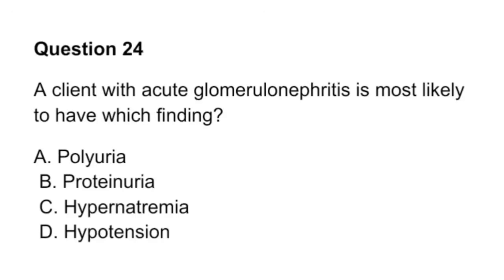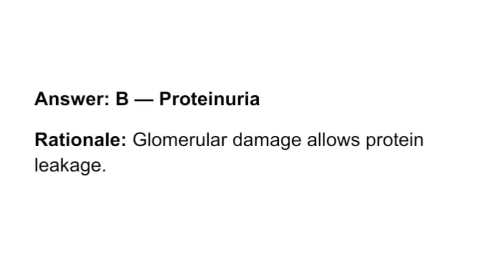Question 24. A client with acute glomerular nephritis is most likely to have which finding? A. Polyuria. B. Proteinuria. C. Hypernatremia. D. Hypotension. Answer B. Proteinuria. Rationale: glomerular damage allows protein leakage.